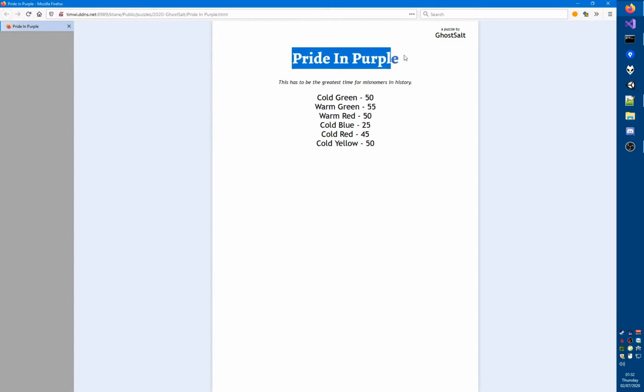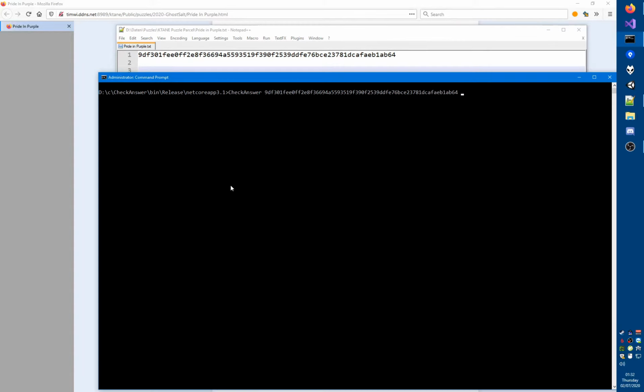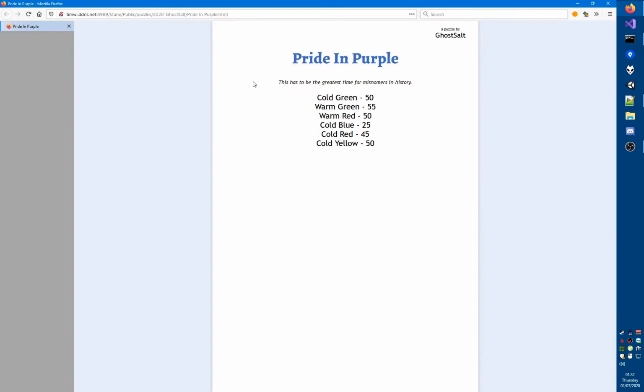This puzzle is called Pride in Purple, and I have not thought about this puzzle yet. I've merely opened the page and then immediately started the recording. As always, we have our answer code from the author, which I can use in my answer checker, and the answer of course is still not chicken. This has to be the greatest time for misnomers in history.